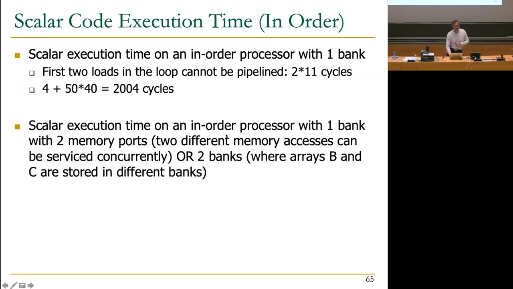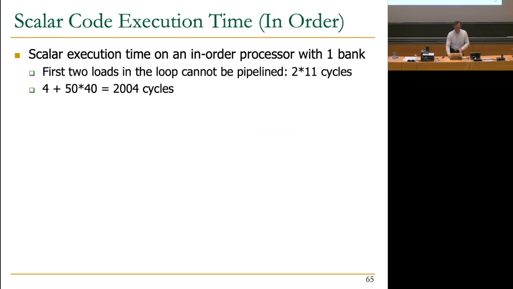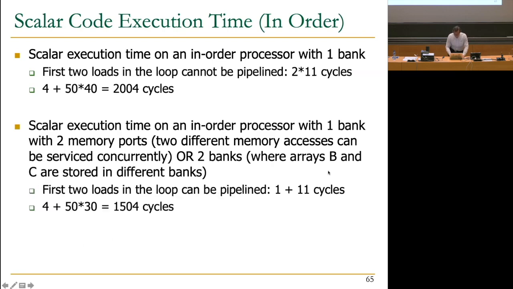Let's take a look at an in-order pipeline processor. Scalar execution time on an in-order processor with one bank, but 2 memory ports, such that 2 different memory accesses can be serviced concurrently, or 2 banks where arrays B and C are stored in different banks. Okay? No, that should be A and B, right? I'm fixing it online. Because A and B are the things that we actually load with the load instructions.